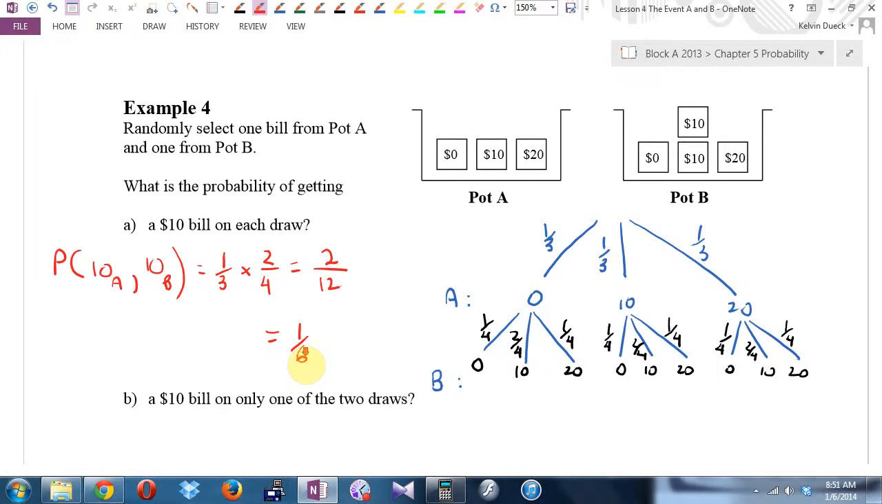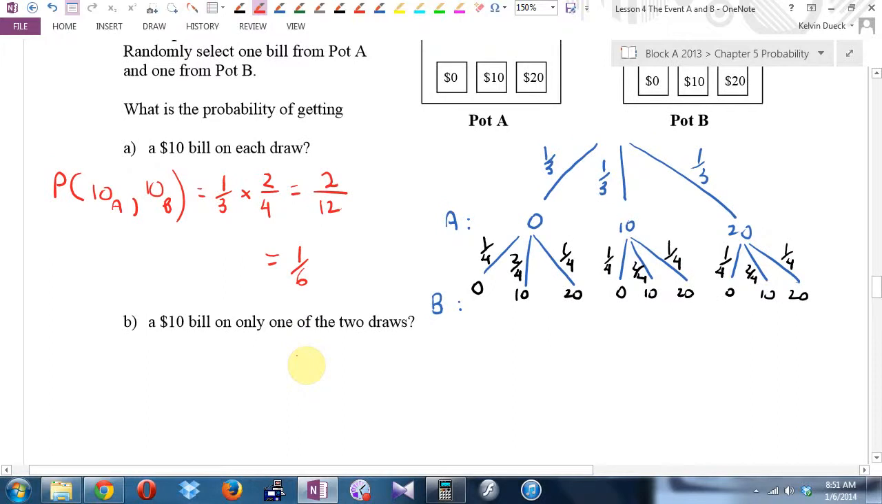Jordan, can you read B to me, please, my friend? $10 bill on only one of the 2 draws. Okay, a $10 bill on only one, so 10 and nothing. Which branch or branches are those? I think we're talking this branch right here. Yes? And this branch right here. Okay?